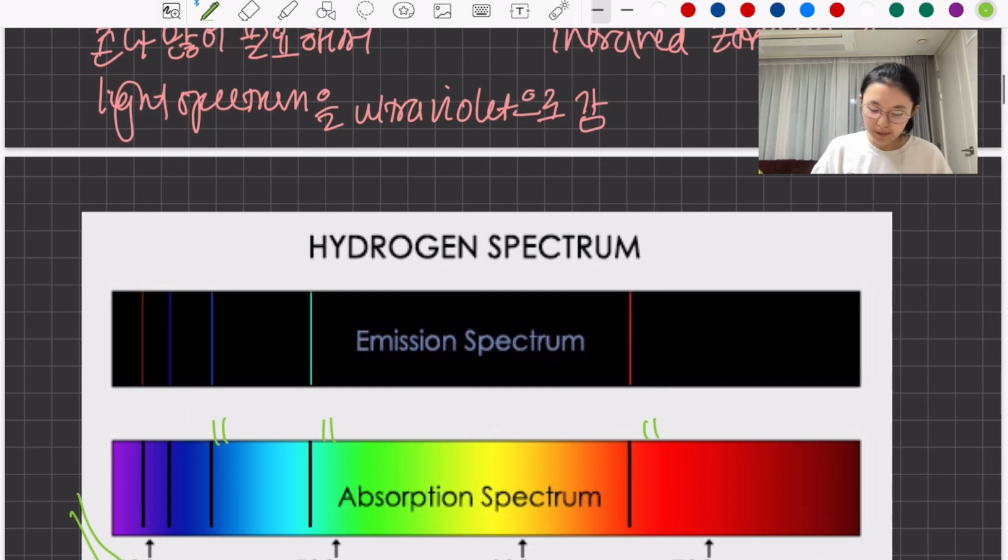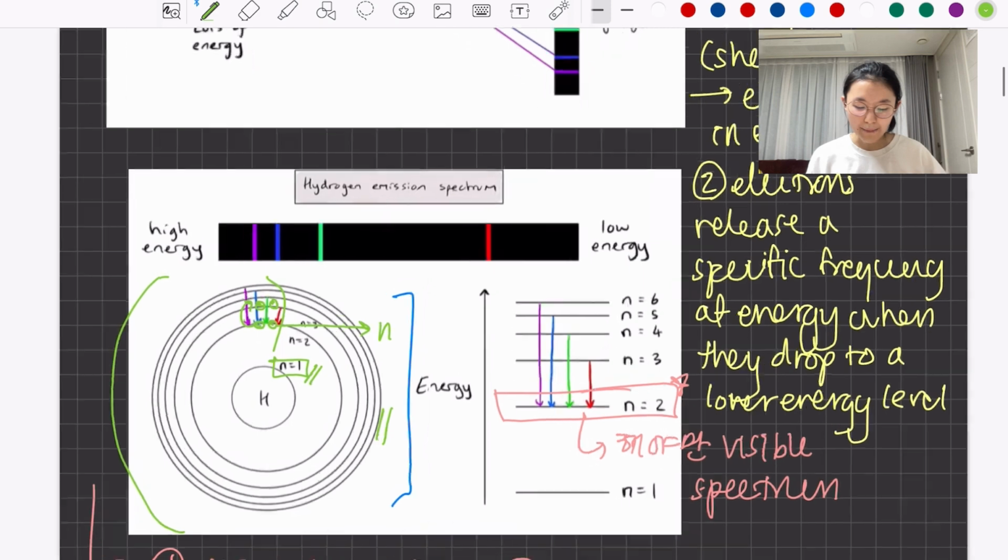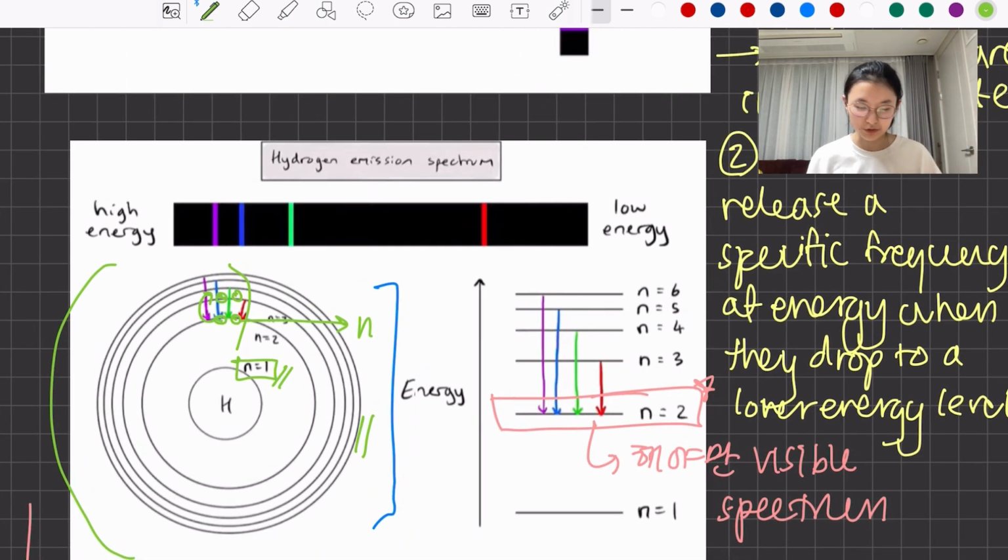Now, this is created because these specific frequencies of light have been absorbed by the electrons in order to excite them from their ground state main energy level into higher main energy levels. And we call this the absorption spectrum because it has specific frequencies of light missing, absorbed by the electrons.